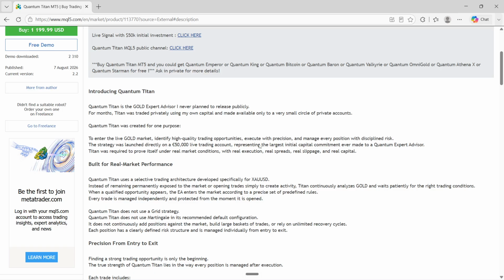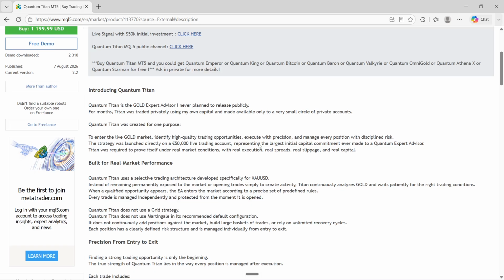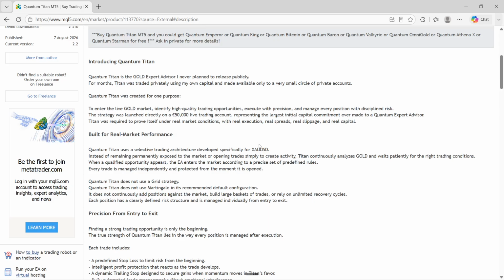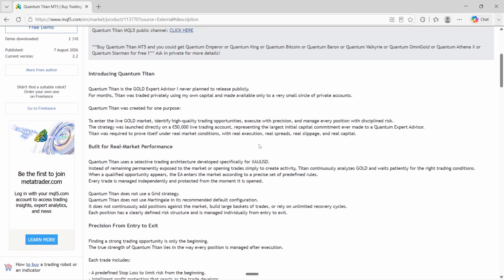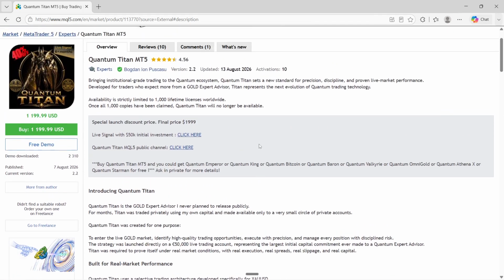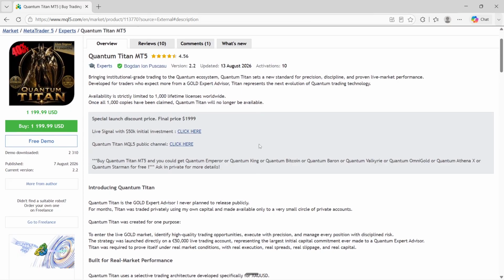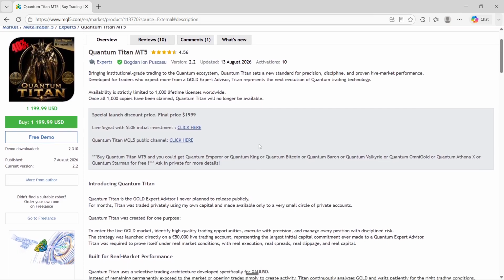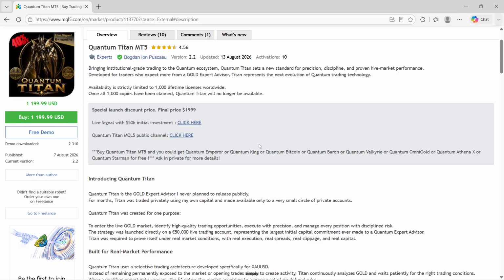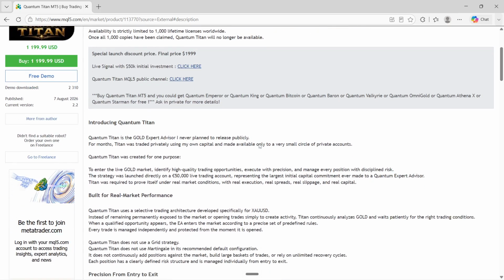The developer states that the EA does not use a grid strategy and does not use martingale in its recommended default configuration. There is no continuous adding of positions against the market or unlimited recovery cycles. The system includes intelligent profit protection and a dynamic trailing stop. Some days may produce false trades, others may produce none. This selectivity is intentional. A substantial live account and limited worldwide licenses, 1,000 lifetime copies, are highlighted as part of the product's positioning.